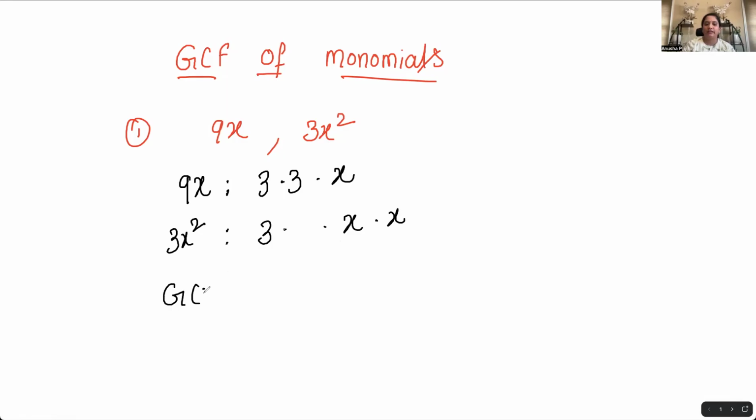In order to find the greatest common factor, we have to circle the common factors from both the numbers. Here, 3 is the common factor and x is the common factor. We have to write greatest common factor as 3 times x. We have to take only the common factors from both the monomials and multiply them. So the GCF is 3x.